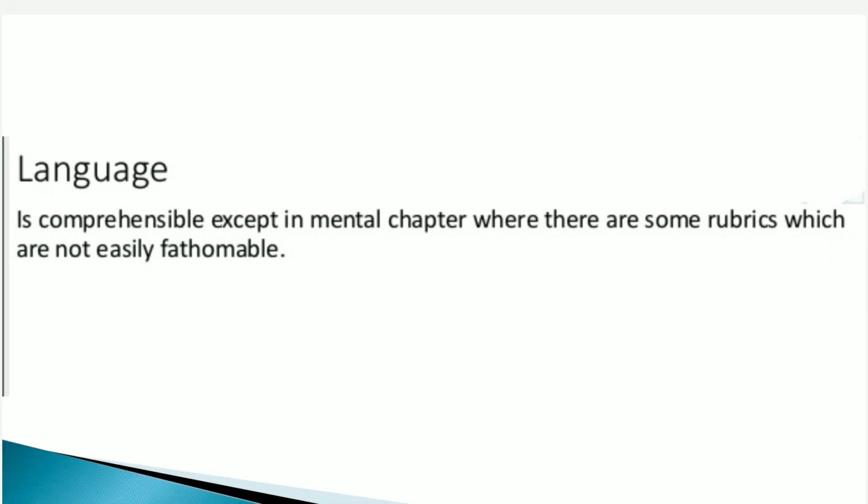Language. It is comprehensible except in the mental chapter, where there are some rubrics which are not easily fathomable. Means in all the chapters, we can easily understand the rubrics and the arrangement of the sections, but only in the mind section some rubrics are not easily understood, or the meaning of those rubrics we cannot understand easily.